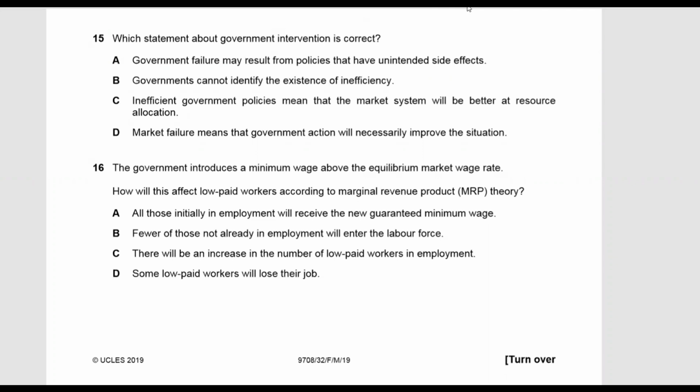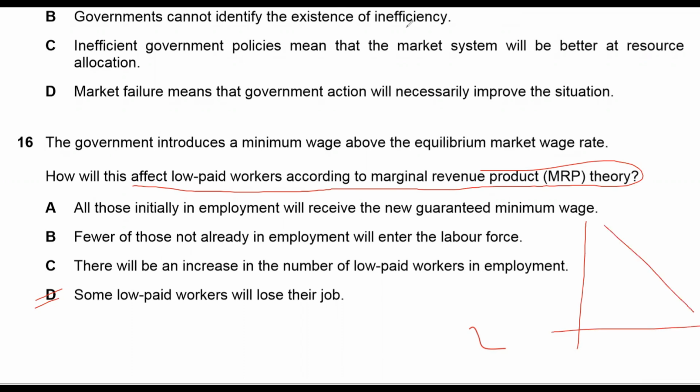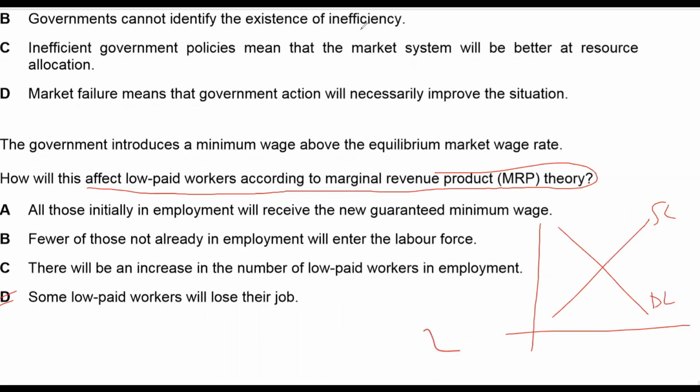In question number 16, the government introduces minimum wage above the equilibrium wage rate. How will this affect low paid workers according to marginal revenue product of labor theory? So some low paid workers will lose their job. It is the correct answer. Why will they lose the job? As per the basic principle of minimum wage rate, this is demand for labor, supply of labor, equilibrium wage rate is W, and employment is this much.